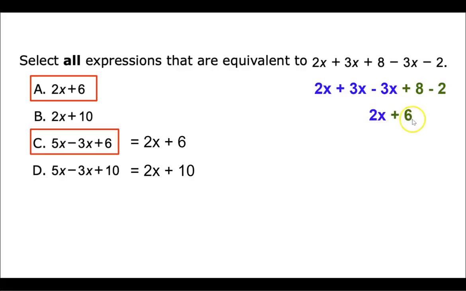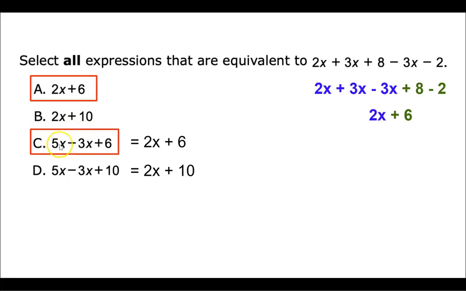And so since 6 doesn't have an x by it, you cannot combine them together. You cannot do that with addition or subtraction. You can only combine if there is division or multiplication, but you cannot do it with addition and subtraction. So thus 2x plus 6, the same thing as choice A. Choice B is obviously wrong because it says plus 10 and we need a plus 6.